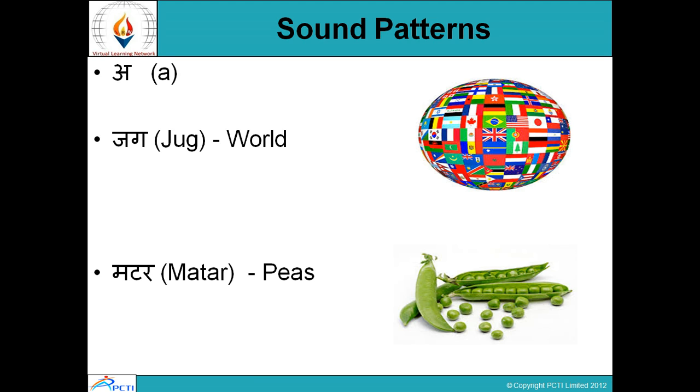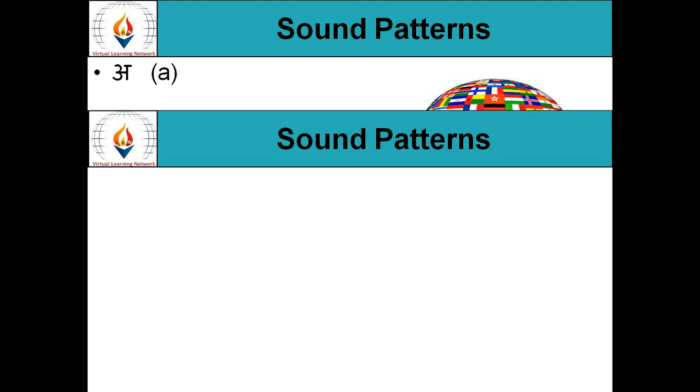Then peas. Peas is what? Matar. Matar you have seen. You can see M-A-T-A-R. So A representing the sound of a. Matar, that is peas. Peas is a vegetable, a green vegetable. You must have seen this kind of vegetable. You must have eaten it. This is called peas. This is matar.